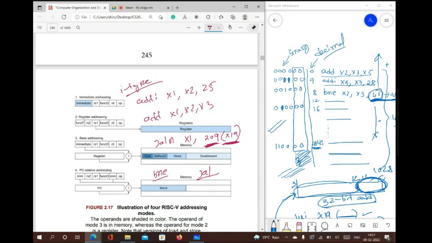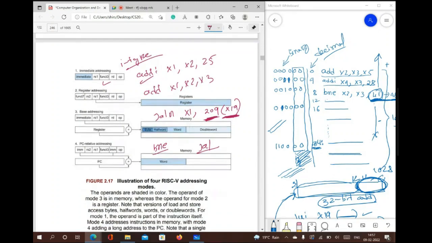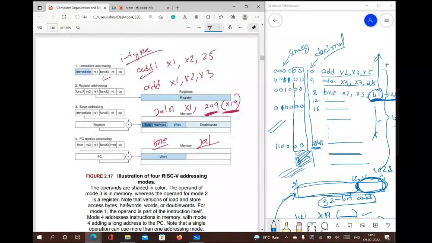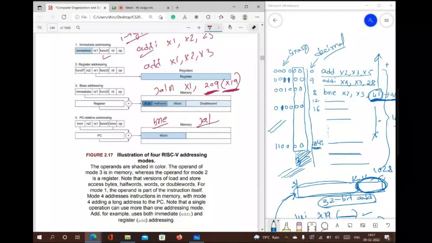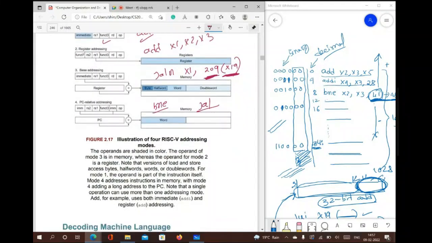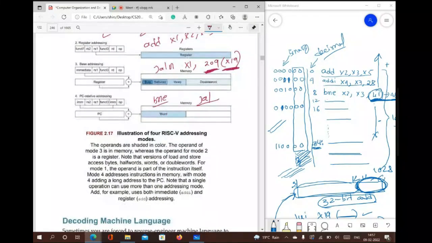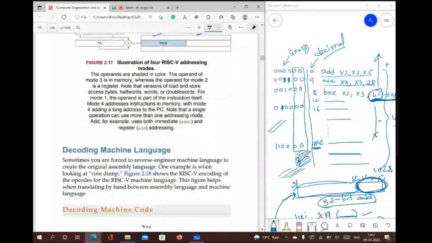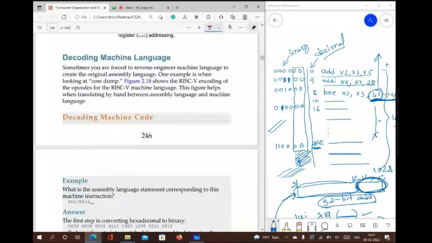You have to remember those, and you have to also remember some examples. For example, immediate addressing means addi and all I type instructions are immediate addressing. Then register addressing: add, subtract, all R type instructions are register addressing. Base addressing, one instruction is JALR. And PC relative, some examples are BNE, BEQ, BGE, all are PC relative addressing. So I'll stop here. And one more thing here, decoding a machine language.